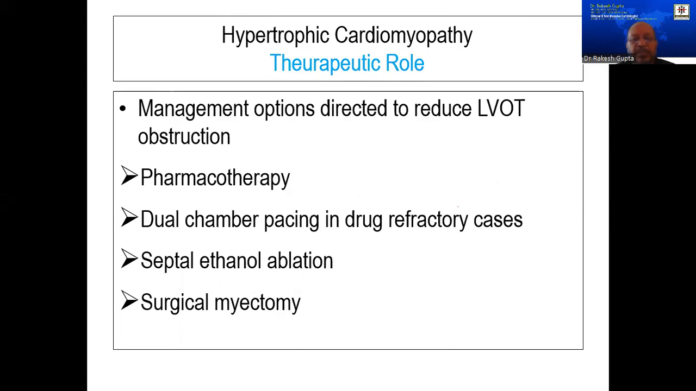Management issues. The idea is to reduce LVOT gradients. And how do we do it? We can do it by pharmacotherapy, dual-chamber pacing, and in refractory cases, septal alcohol ablations and myomectomies.